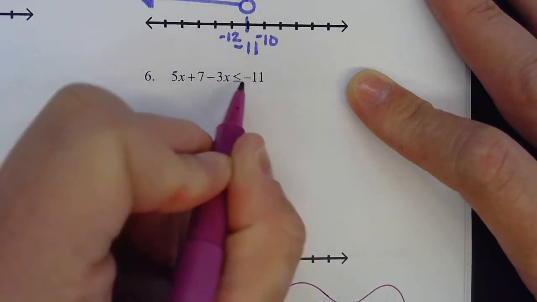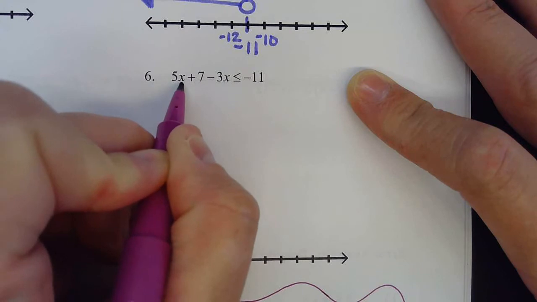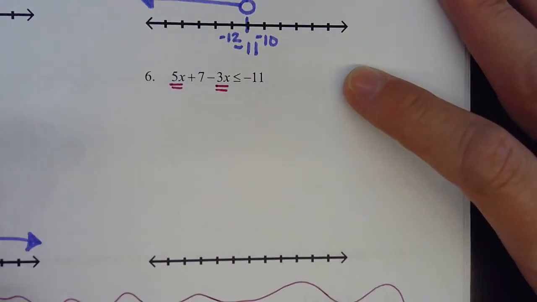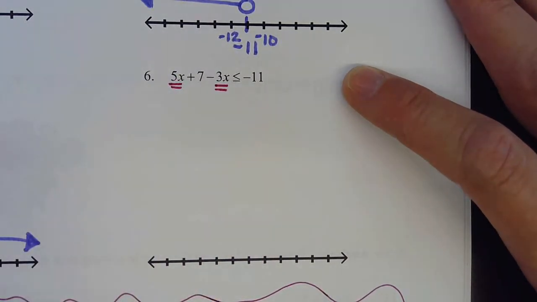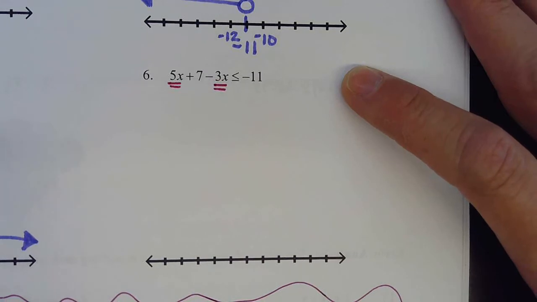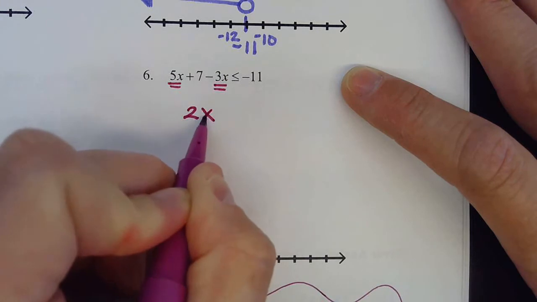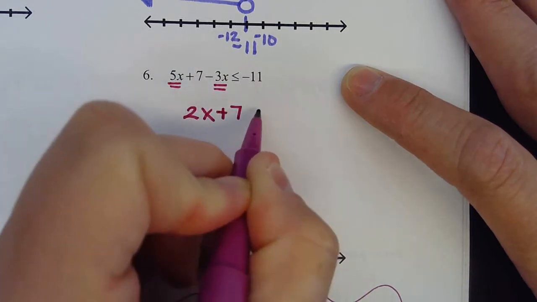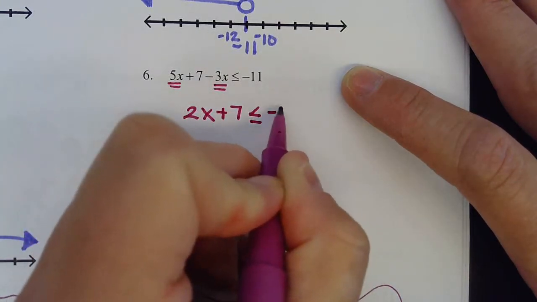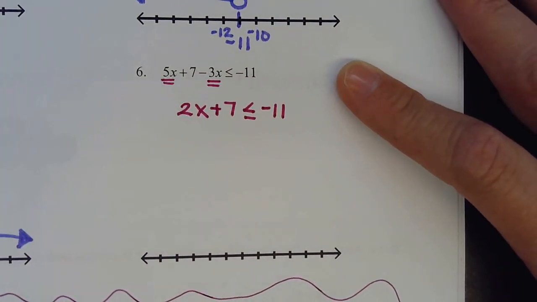Okay, so on the left-hand side of my inequality here, I do have some terms that I can combine together. When you combine like terms, you use the signs that they have. 5x minus 3x is 2x. Bring down the plus 7. Bring down the less than or equal to. Bring down the negative 11.